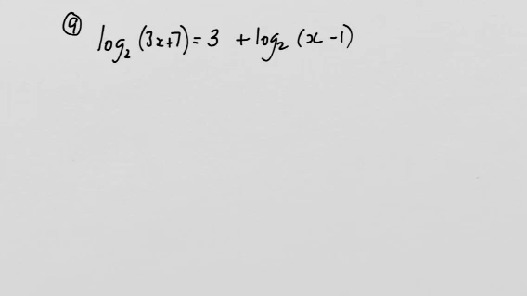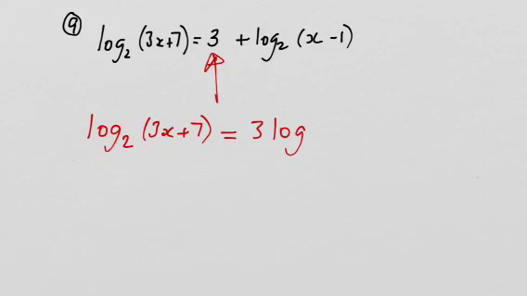Question 9, solve the equation. First thing you need to look at here is this value of 3. You're not allowed to have just a number on its own in there. It has to be written in terms of log to the base 2. So the first thing you must do with this question is leave the original as log to the base 2 of 3x add 7, and then rewrite 3 as 3 log to the base 2 of 2. And then write your last part down, log to the base 2 of x minus 1.